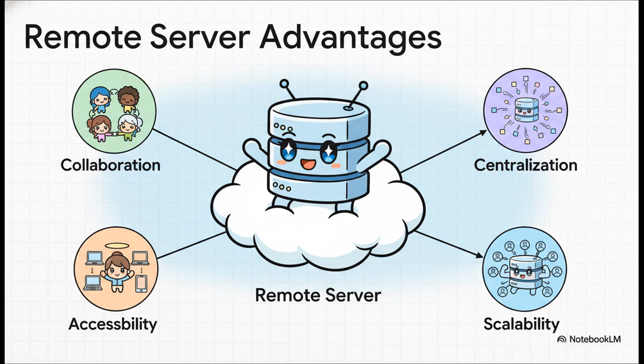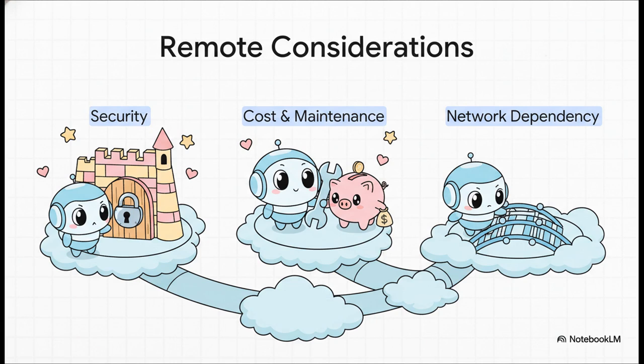You can have multiple data scientists all logging the results to the same place. Anyone can jump in and review past experiments. It just makes the whole workflow scalable and, really importantly, transparent. Now, of course, when you step up to a remote server, you've got some professional-grade things to think about. You've got to lock down security, right, with firewalls and authentication. There's also cost and maintenance to consider. And you're now dependent on a stable network connection for everyone to get their work done.